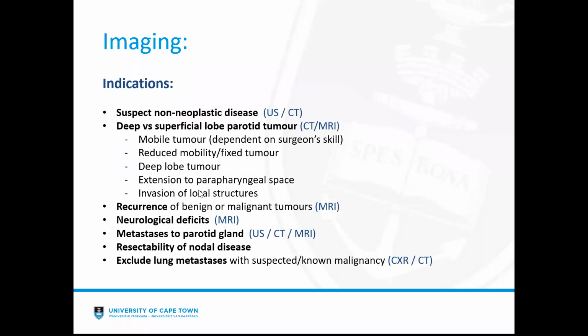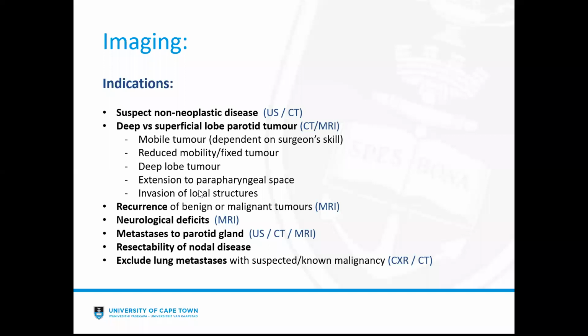In our unit, we acknowledge the following as possible indications for further imaging: where there's diagnostic doubt of suspected non-neoplastic disease. Where there's concern of possible deep lobe involvement, further imaging in the form of a contrasted CT or MRI may be indicated, specifically where there's restricted mobility or extension into the parapharyngeal space or invasion of local structures. However, if the tumor is mobile and the surgeon has the skill to resect deep lobe tumors confidently, no imaging may perhaps be required. In recurrent tumors, MRI is optimal.